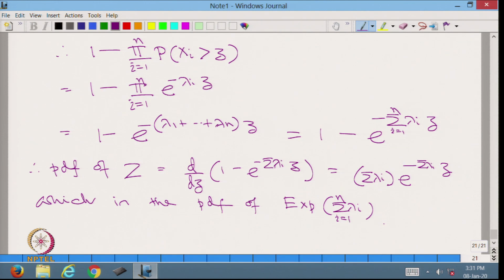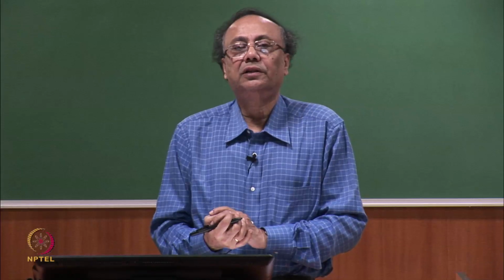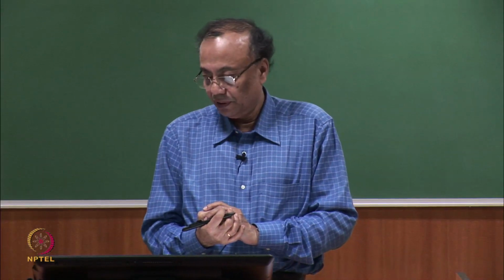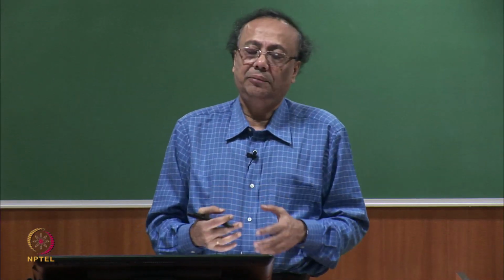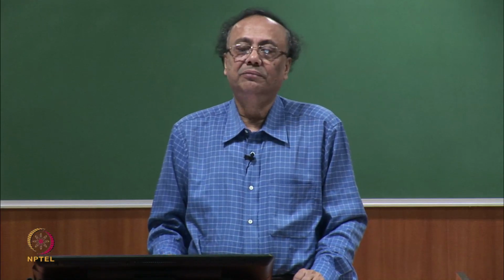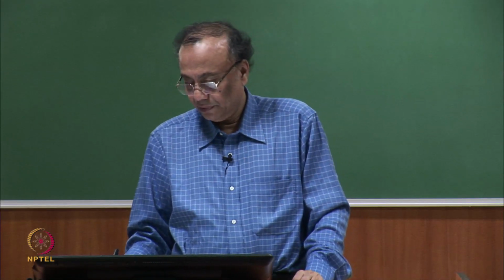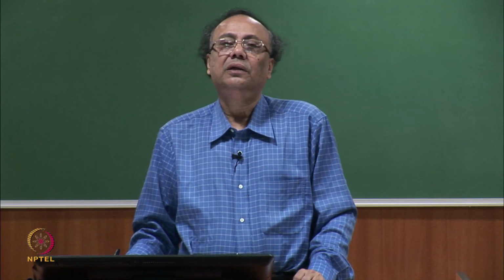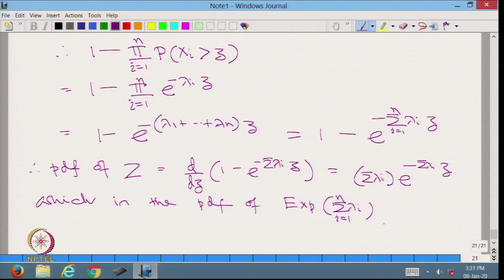Thus, if x1, x2, ..., xn are independent exponential random variables with the parameters lambda 1, lambda 2, ..., lambda n respectively, then the minimum of them will have the distribution exponential with sigma lambda i.